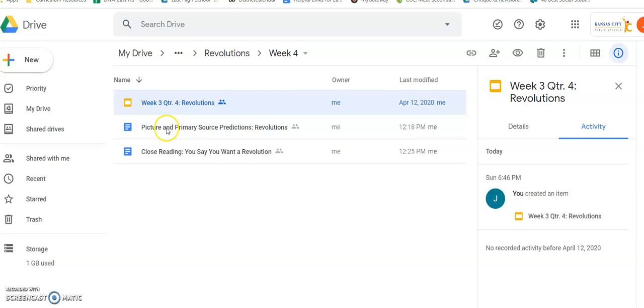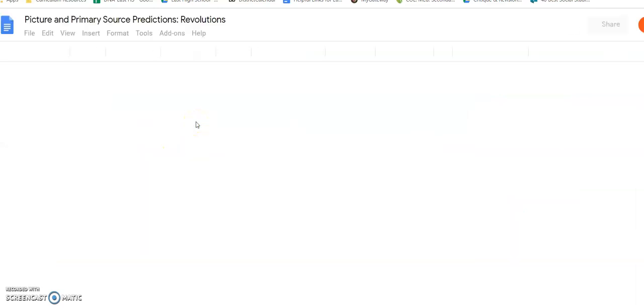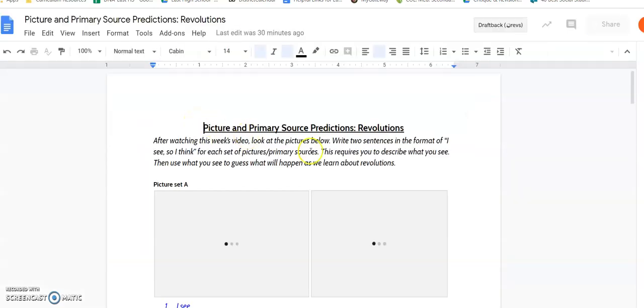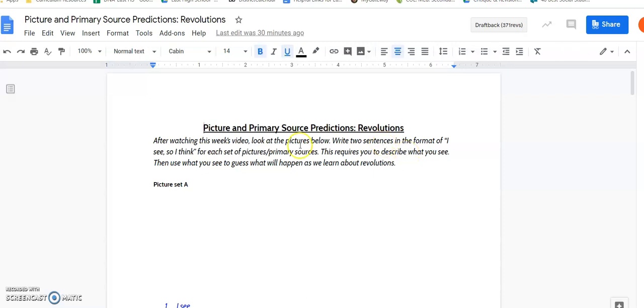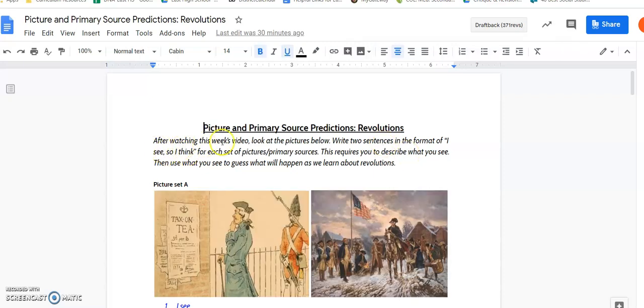So, when I open up this assignment, I'm going to read the instructions. After watching this week's video, which if you are listening to this right now, this is the video I'm talking about, look at the pictures below. Write 2 sentences in the format of "I see, so I think" for each set of pictures or primary sources. This requires you to describe what you see.